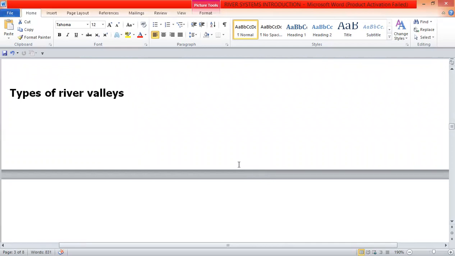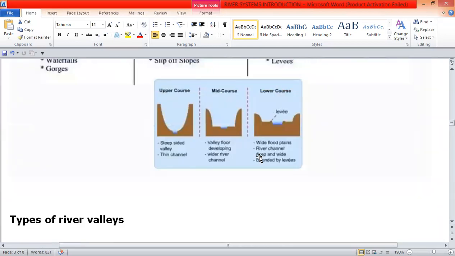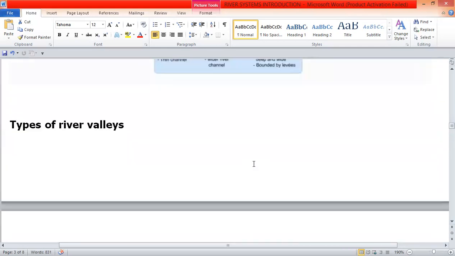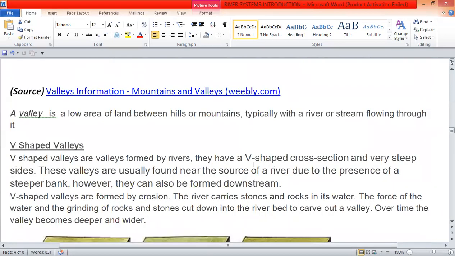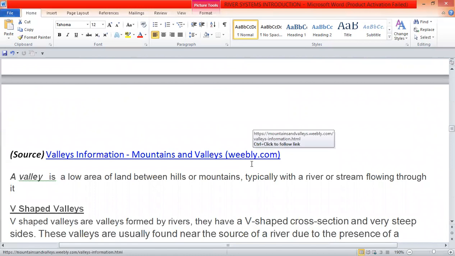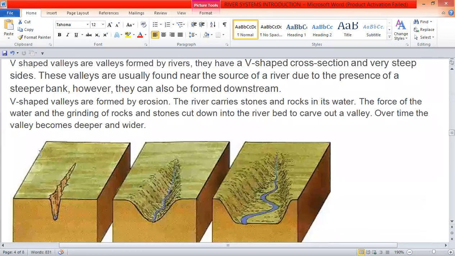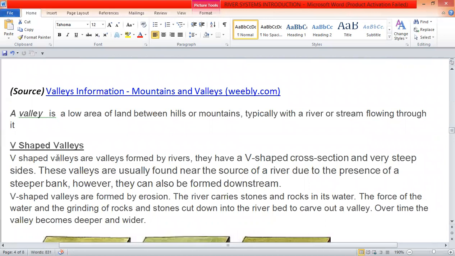to types of river valleys. We were talking about profiles, longitudinal and cross. Now, what are the types of valleys? I have been mentioning the valleys as I was presenting the profiles. But to be precise, a valley is a low area of land between hills or mountains, typically with a river or stream flowing through it. We have the first valley, the V-shaped, as we've been saying.